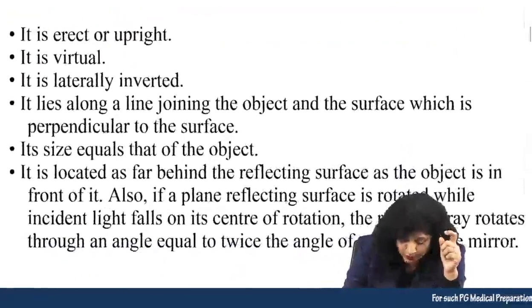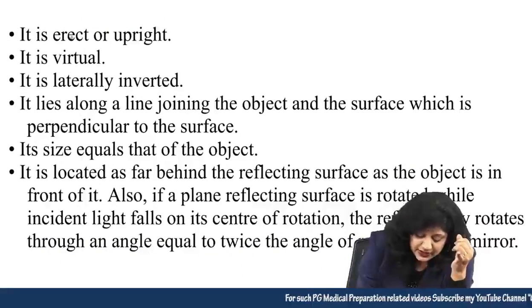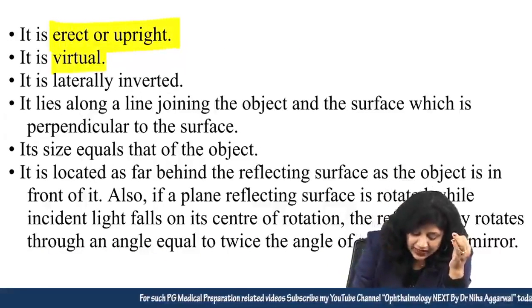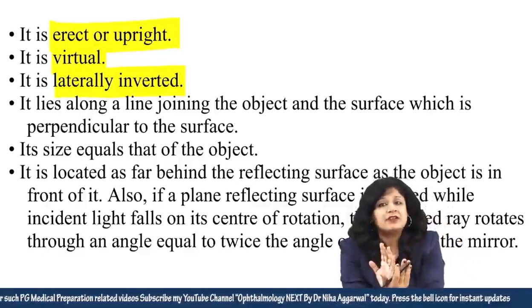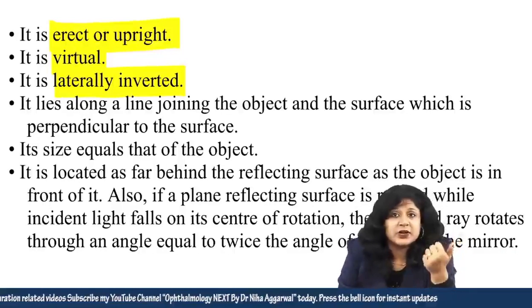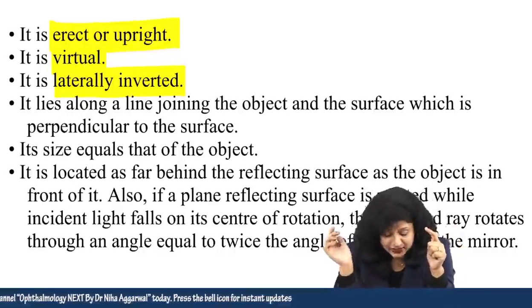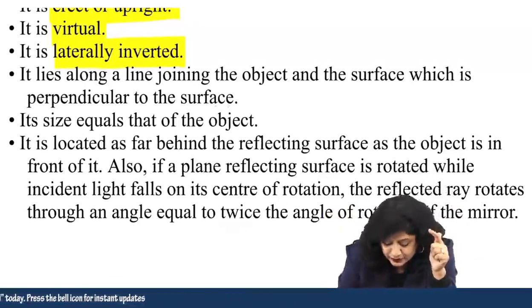Whenever we have a plane surface, the image will be erect. Erect means upright. It will be virtual and laterally inverted. Laterally inverted means it will be a mirror image, but virtual and erect, like what we were getting in direct ophthalmoscopy, a virtual and erect image. It lies along a line joining the object and the surface which is perpendicular to the surface.